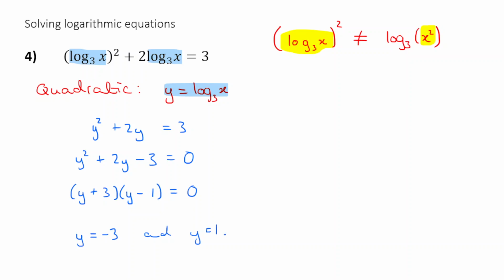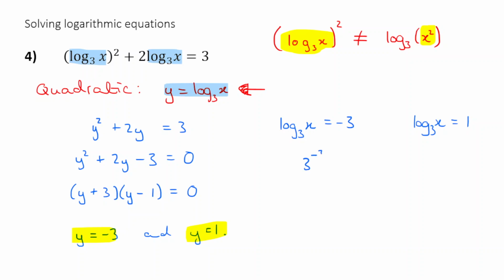Now hang on, that's all great, but we're not trying to solve for y, we're trying to solve for x. And we remember that y is equal to log base 3 of x. So all we've got to do now is take our solutions for y and use the substitution to find the values for x. So in other words, we're left with log base 3 of x is equal to negative 3 and log base 3 of x is equal to 1. And so from these, we can convert to our exponential form.